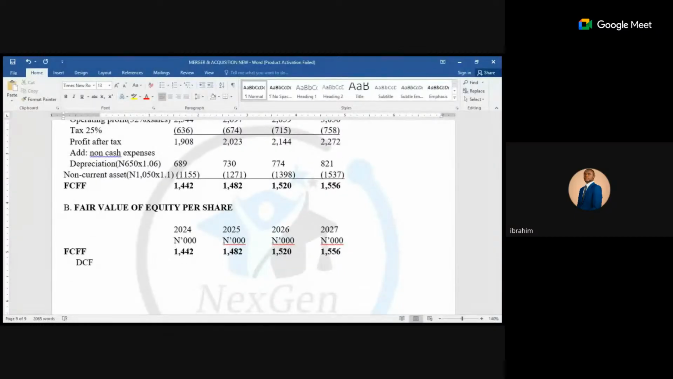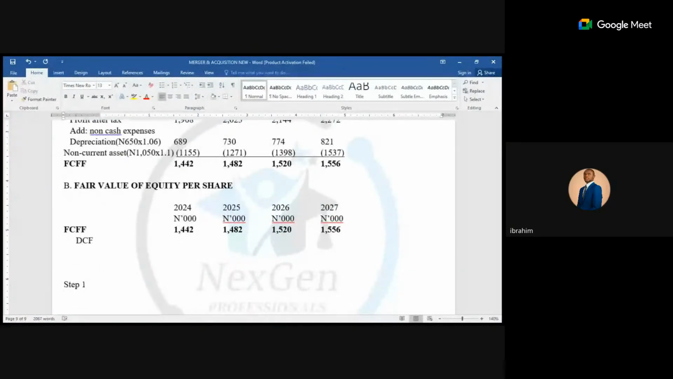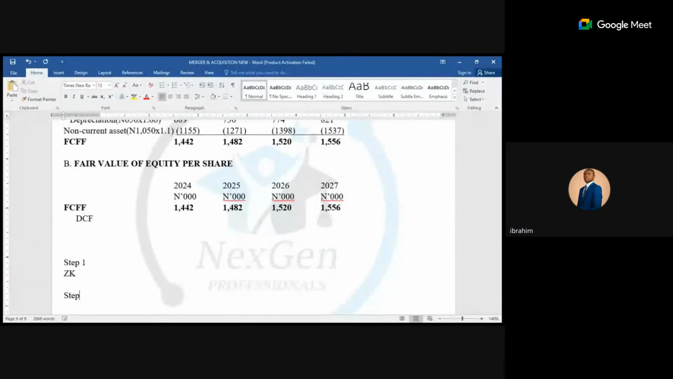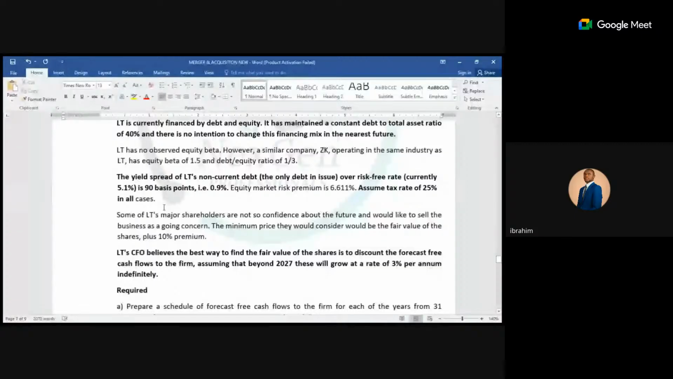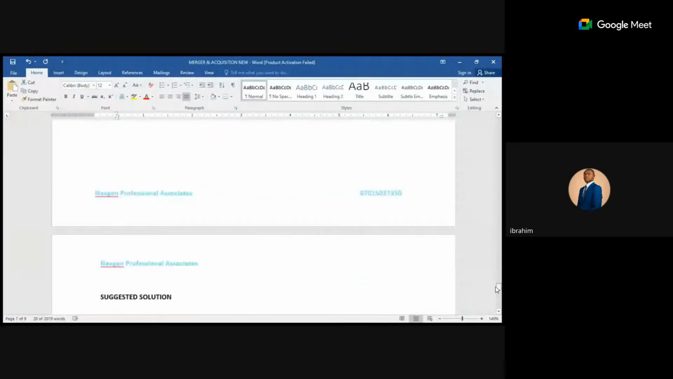Now we need to determine the appropriate discount rate. Step 1: identify the proxy company. What is the proxy company? ZK. Step 2: determine the asset beta. Is equity beta given to us in this question? Yes. Asset beta, sorry. Beta debt. Do we have any beta debt? No. No beta debt, right? So we have to pick the first formula, right?